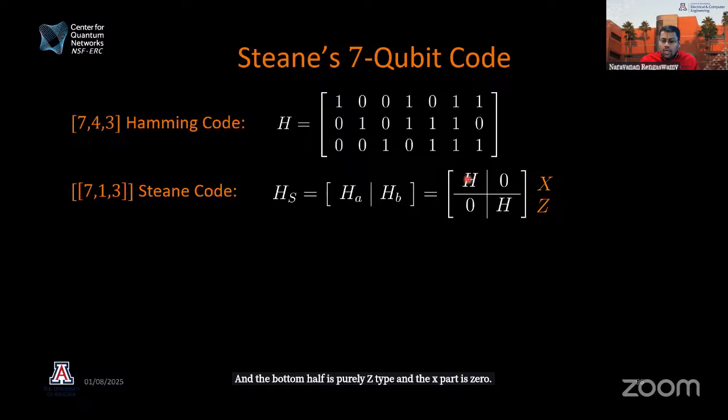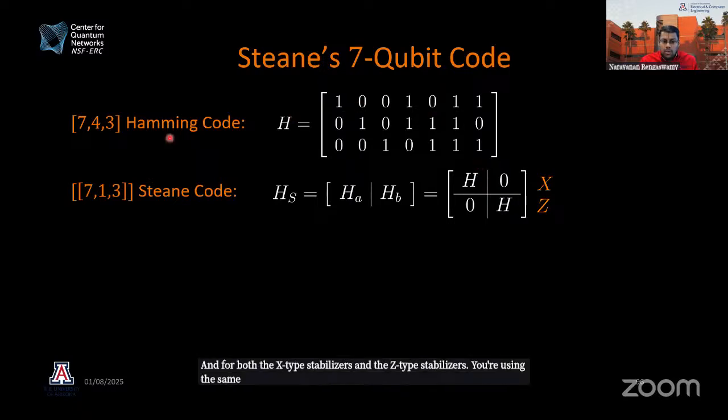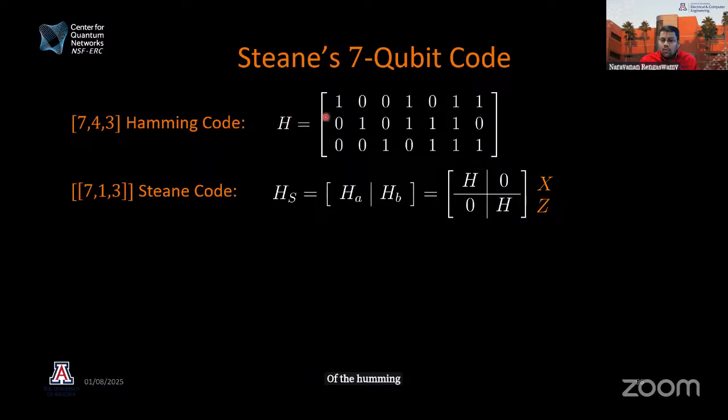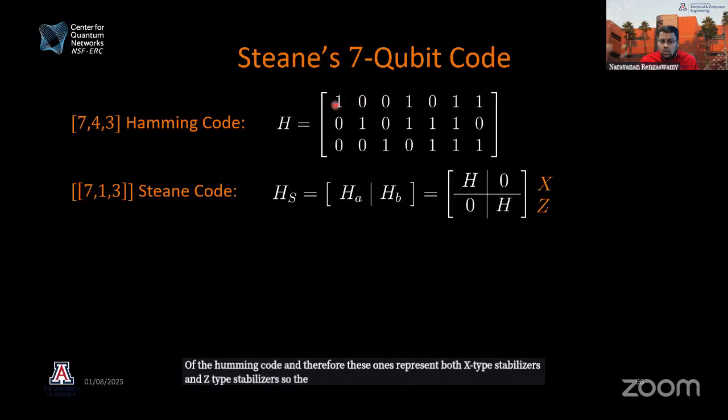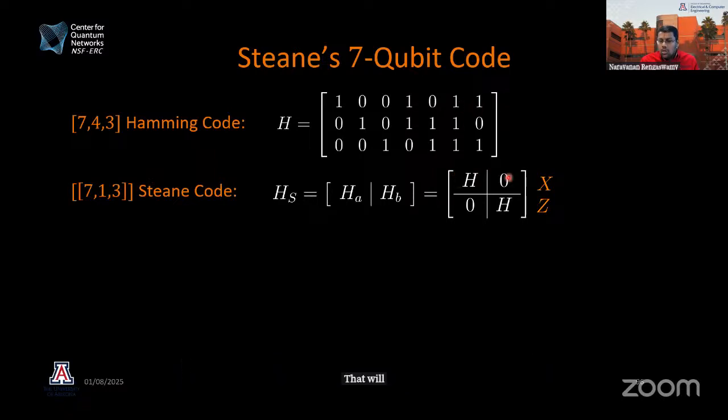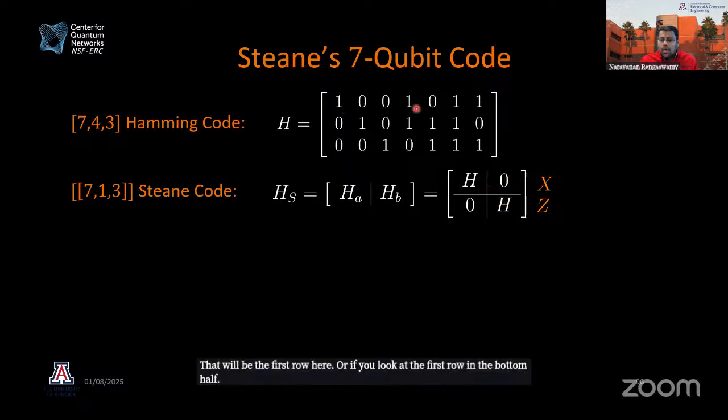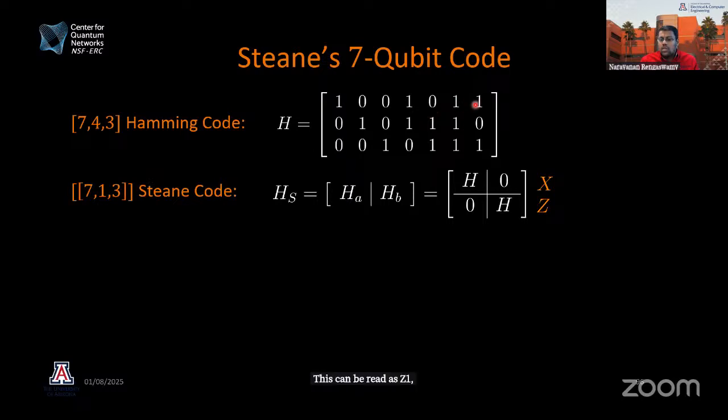And for both the X-type stabilizers and the Z-type stabilizers, you're using the same parity check matrix of the Hamming code. And therefore, these represent both X-type stabilizers and Z-type stabilizers. So the first row, for example, can be read as X1, X4, X6, X7. That will be the first row here. Or if you look at the first row in the bottom half, this can be read as Z1, Z4, Z6, Z7.